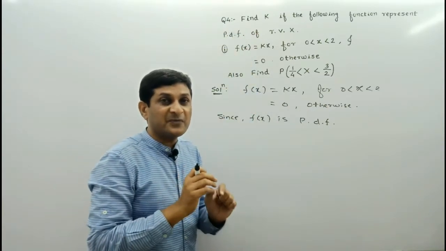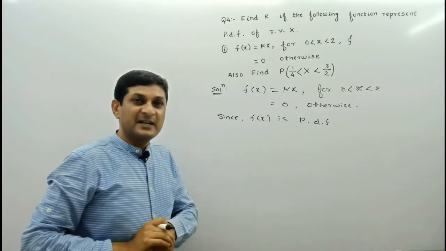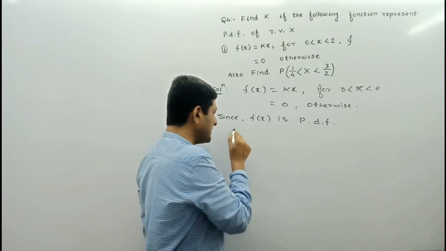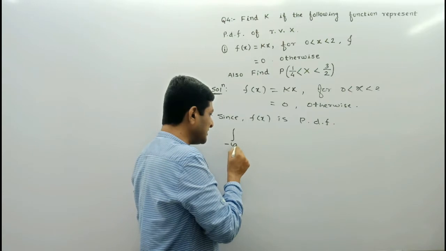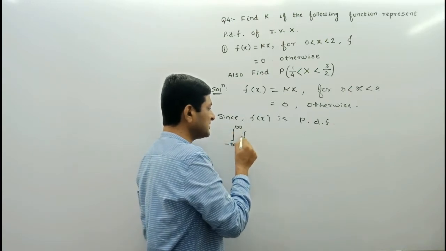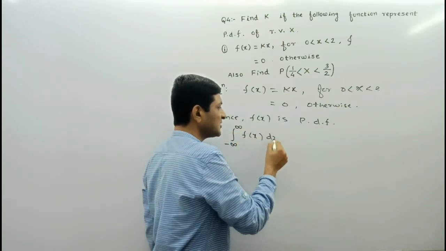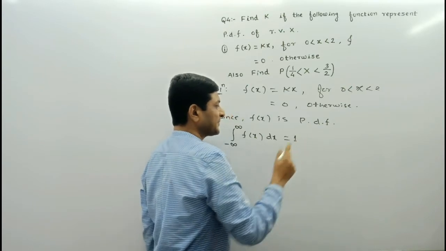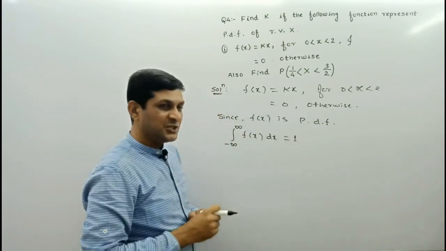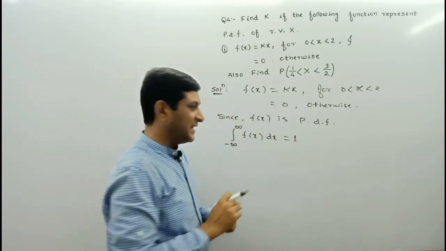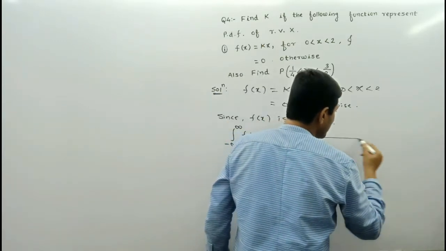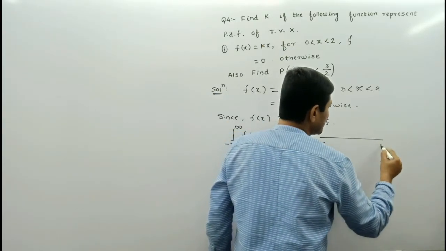And since f of x is a probability density function, we can say that it satisfies the condition that the integration from minus infinity to plus infinity of f of x dx will be equal to 1. Now using this condition we are trying to find the value of k. So our interval is from minus infinity to plus infinity.